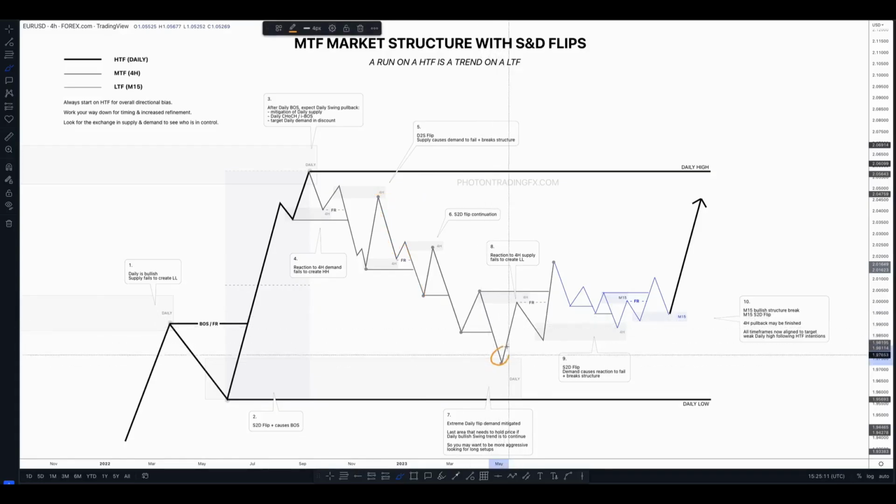And then we come down into the daily zone, we come up, we react from the 4-hour supply, right? So we could look for shorts from within here, but we know we have to be aggressive in management if we're doing that, because we're coming off daily demand and it's likely we're going to switch bullish because the daily swing pullback is over, okay?